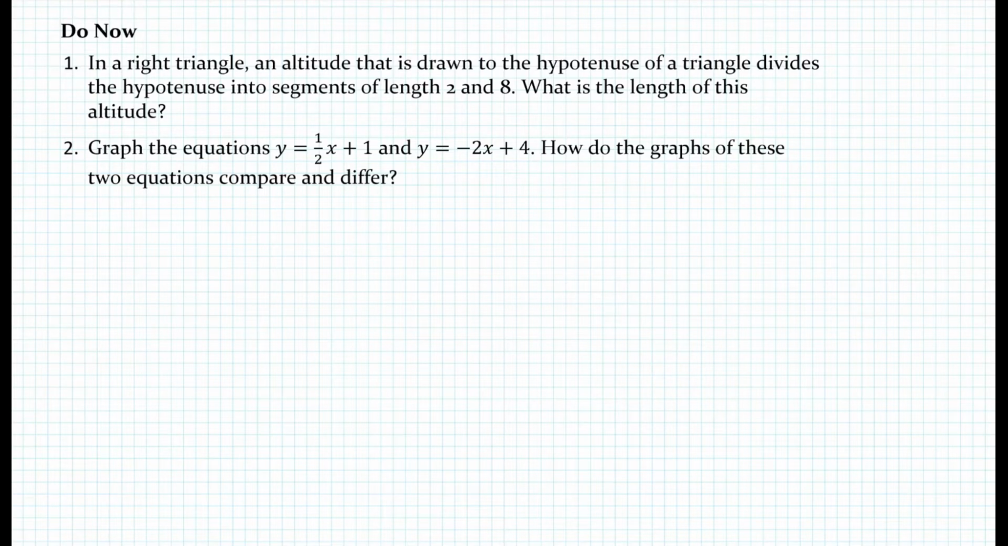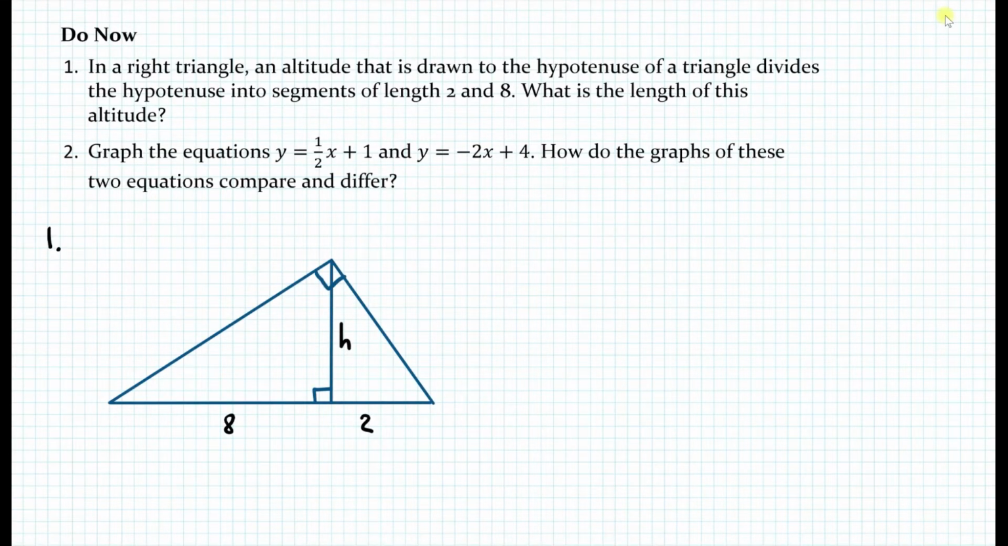In today's Do Now, we have the following two problems. Number one, in a right triangle, an altitude that is drawn to the hypotenuse of a triangle divides the hypotenuse into two segments of length 2 and 8. What is the length of this altitude?